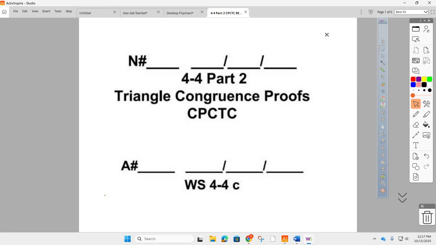Then we learned those shortcuts. We could prove that triangle A was congruent to triangle B by only proving three parts were congruent. They had to be specific corresponding parts, so we learned all about that. That was our side, angle, side; angle, side, angle; angle, angle, side; and side, side, side. Four of them, right?